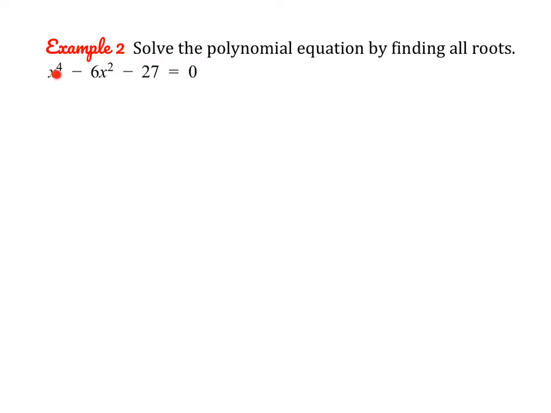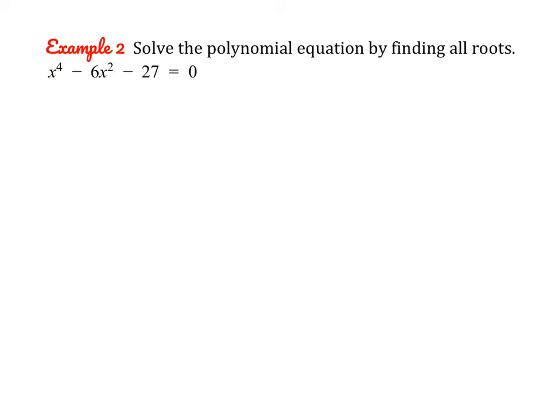So here we have x to the fourth minus 6x squared minus 27 equals 0. So this is actually what's called a quadratic type equation, because we can actually turn it into a quadratic equation using a method called substitution, which will allow us to solve, because we know we can solve quadratics in lots of different ways. So a quadratic type solution occurs whenever your middle exponent is exactly half of your first exponent.